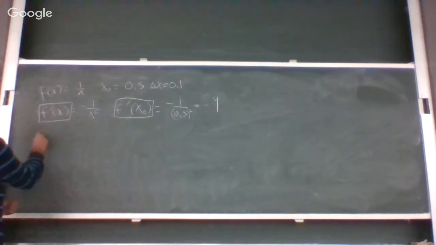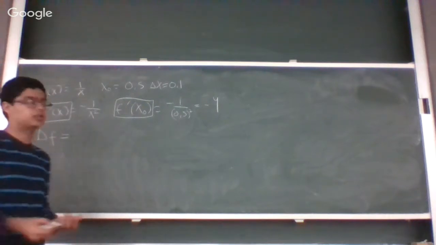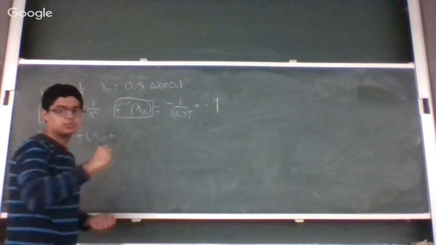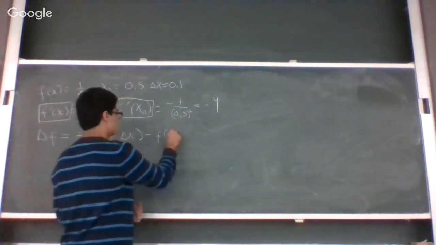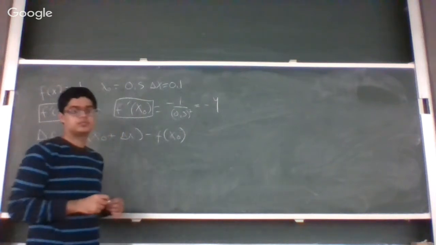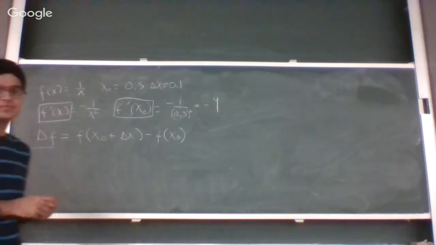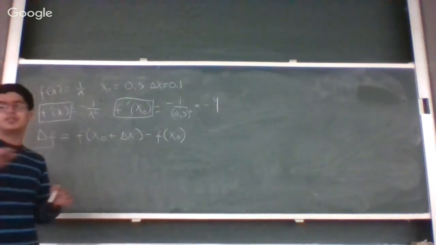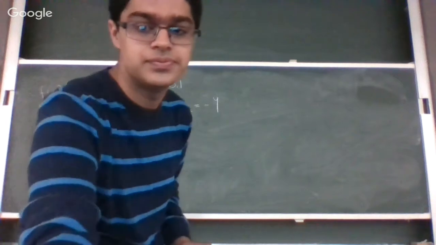Then we need to remember that the change in f, basically you need to memorize the formula, is f of x naught plus change in x minus f of x naught. So this shows you your error, something like that, or no, it gives you the linearization value. That's one of them.